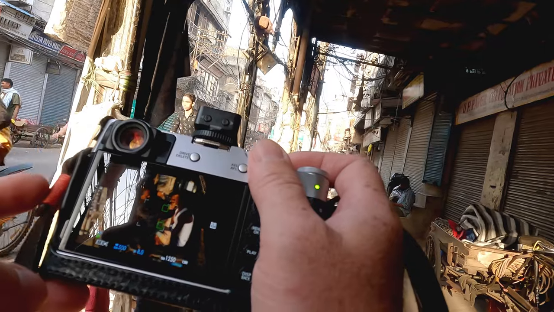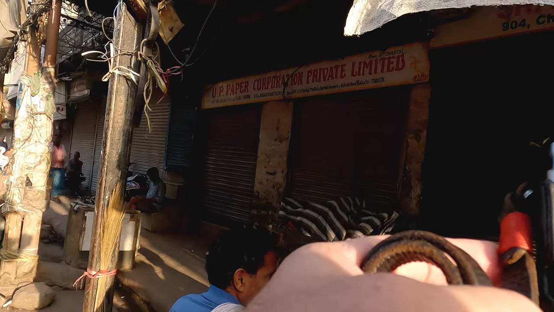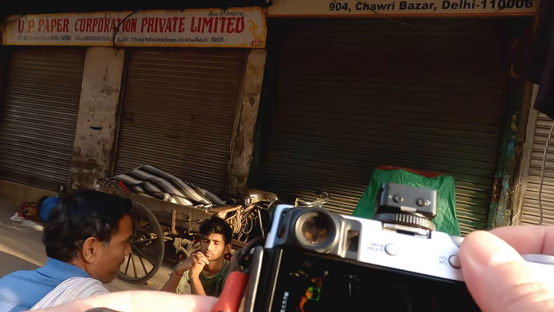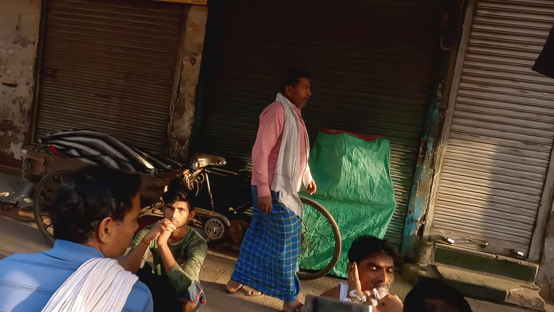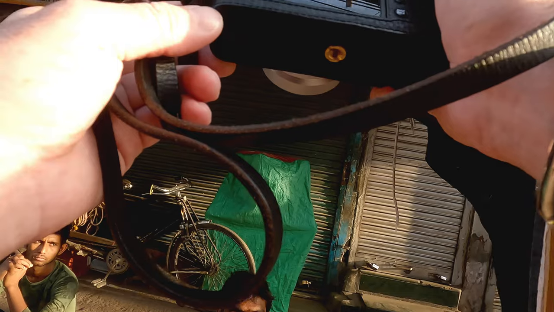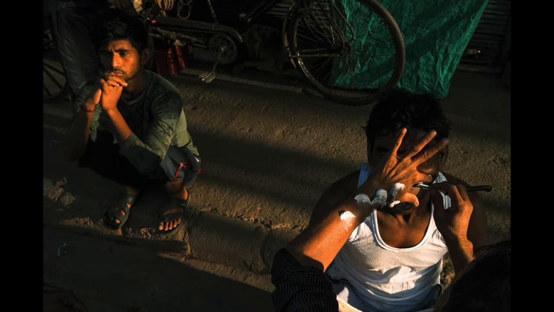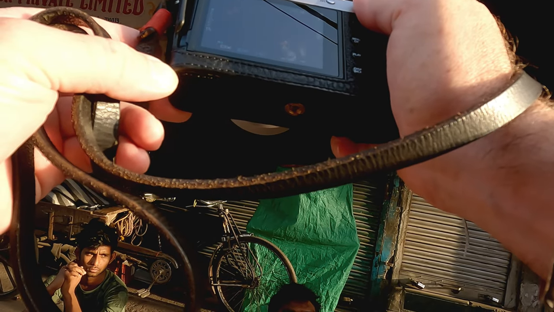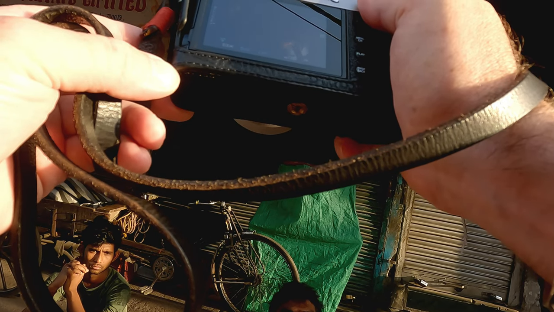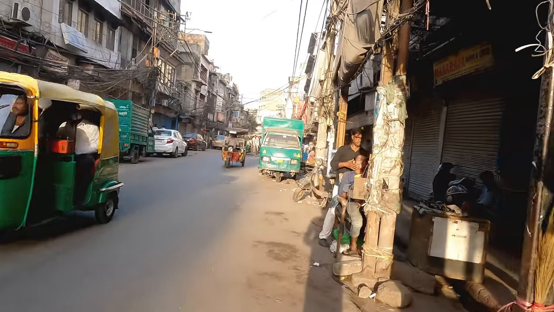So if you can see that, we have like two stories. On one side the guy is having a shave, on the other side there is a guy sitting next to it. So interesting.